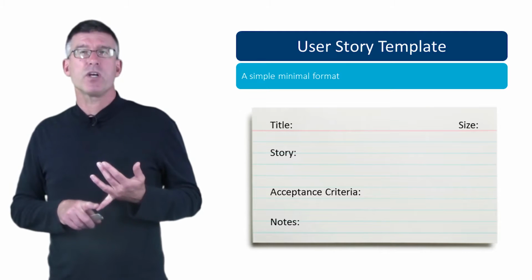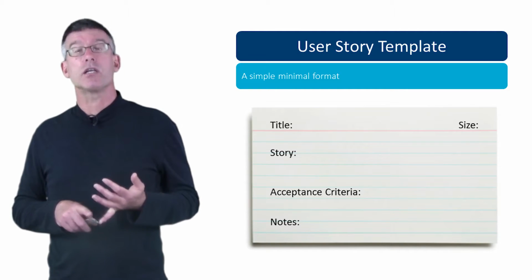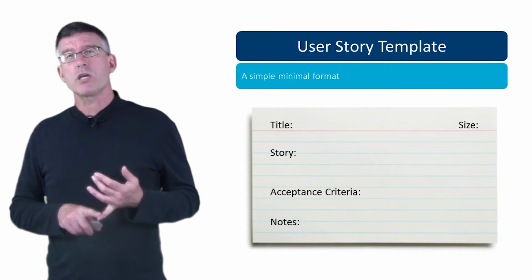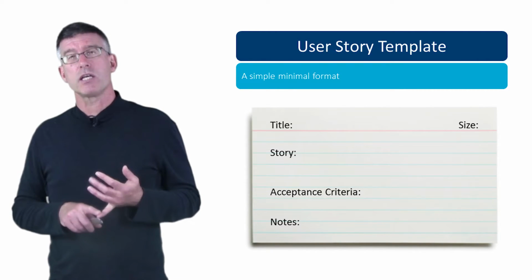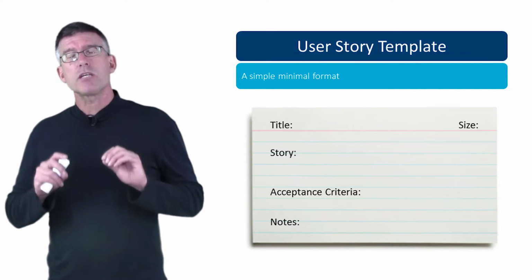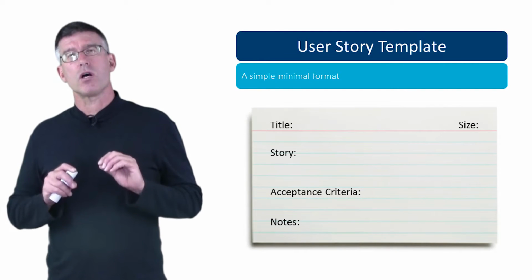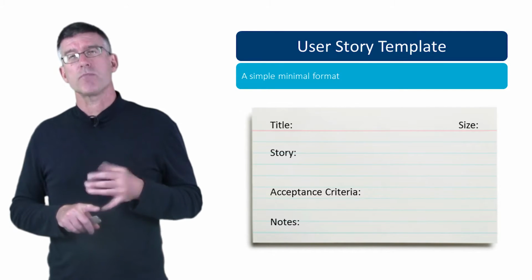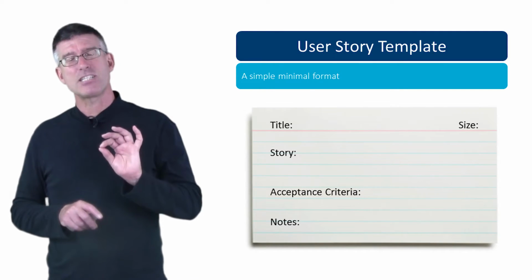You need a title, right? Every good story, of course, has a title, and user stories are no different. One of the things that's really important about a user story title is that it usually can be a flag whether or not you've got a good user story or not. Being able to come up with a good title can really indicate, is this a user story or not?